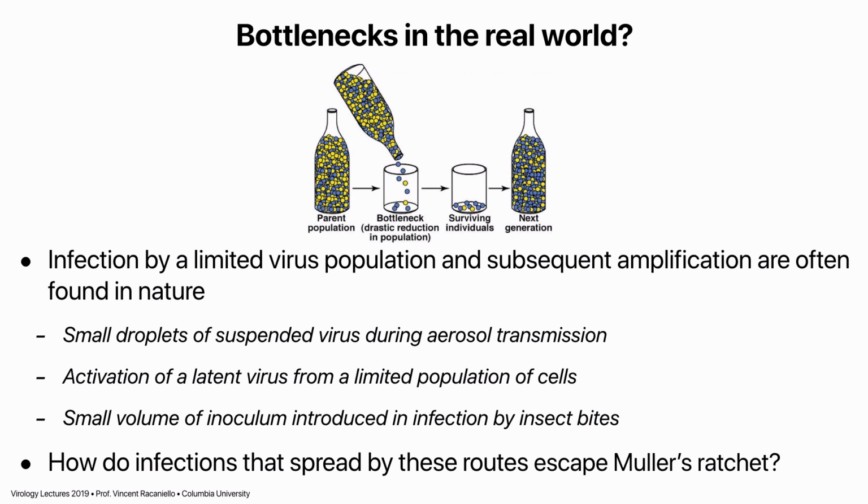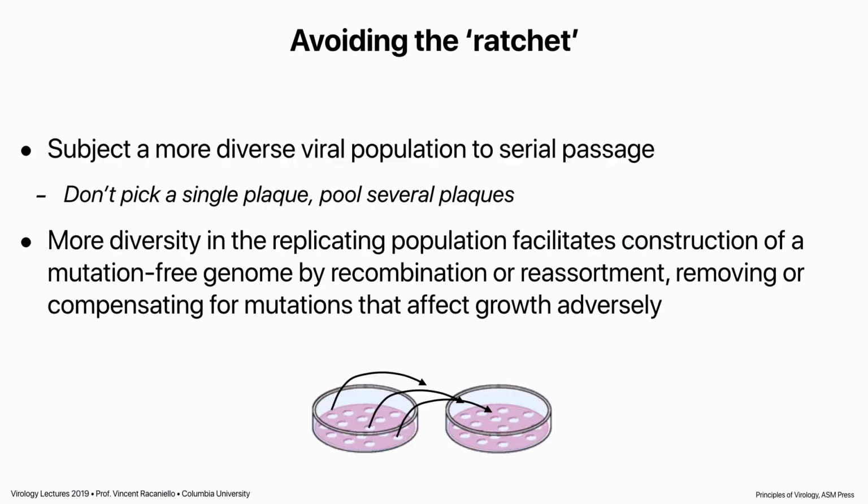Yet, it doesn't happen. How do infections that spread by these routes escape Muller's ratchet? To avoid the ratchet in cell culture, the experiment that we did, instead of picking a single plaque, you could pick several and mix them together and pass them, and then you would no longer be subjected to Muller's ratchet. You've made a more diverse replicating population.